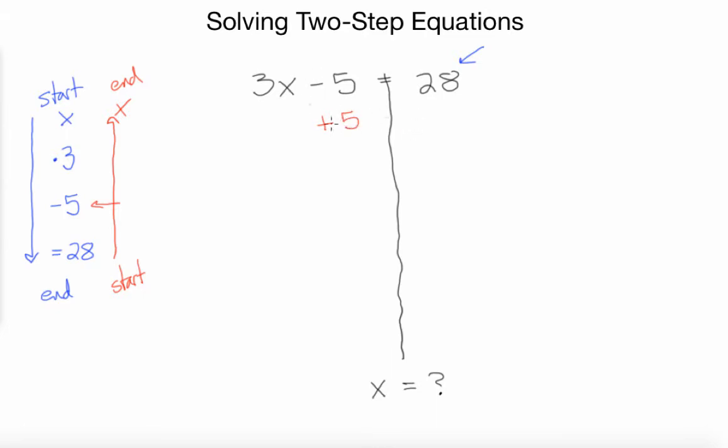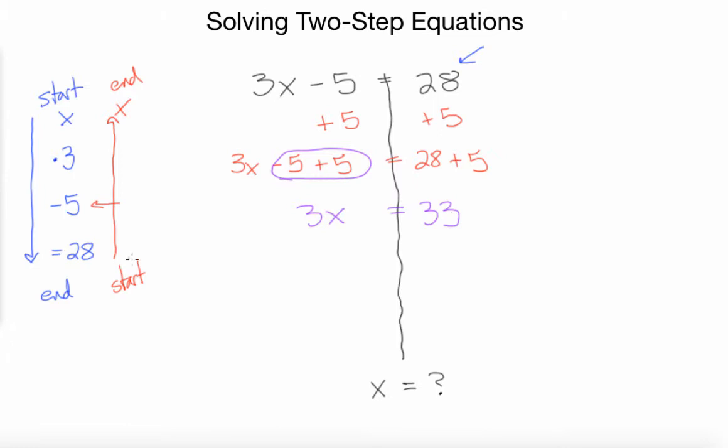So to do that, we already know the opposite of subtracting 5 is to add 5. So I'm going to add 5 to both sides. Now I've got 3 times x minus 5 plus 5 on the left, and I've got 28 plus 5 on the right. Well, let's simplify some things here. Minus 5 plus 5, that all turns into 0. And so I just have 3 times x equals 28 plus 5, which is 33.